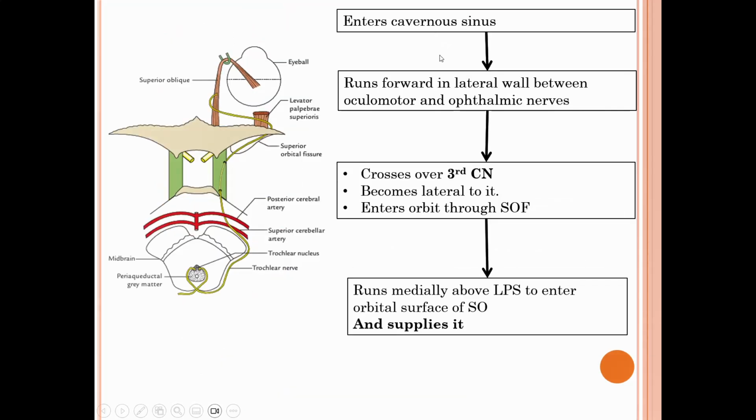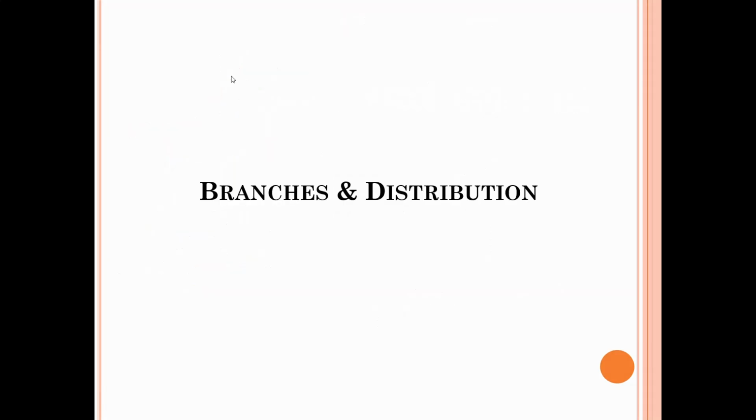It enters the cavernous sinus. It runs forward in the lateral wall between the oculomotor and ophthalmic nerves. It crosses over the third cranial nerve, becomes lateral to it, and enters the orbit through the superior orbital fissure. It runs medially above the levator palpebrae superioris to enter the orbital surface of the superior oblique, and it supplies the superior oblique. That is the course and relation of the fourth cranial nerve, or trochlear nerve.